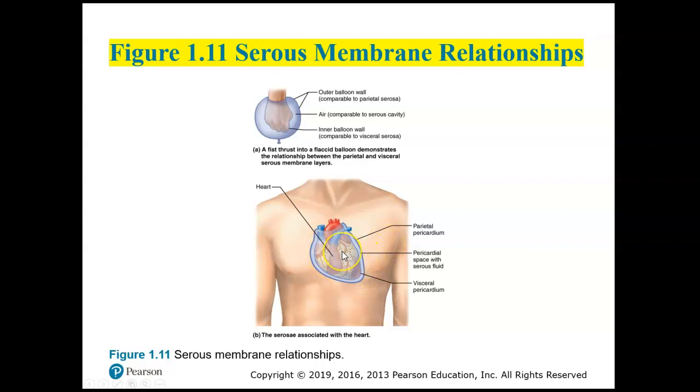So look at the pericardium in picture B and make sure you know where the visceral pericardium actually touches the heart. Then you have pericardial fluid in between the two layers. And then you have the parietal pericardium that lines the wall of the pericardial cavity.